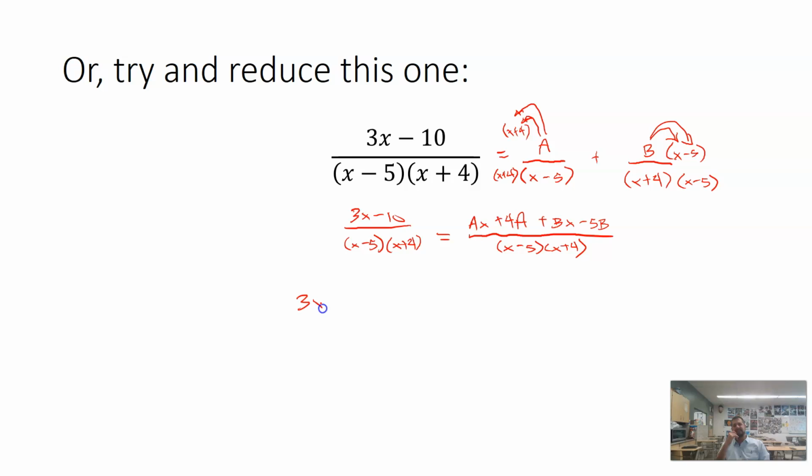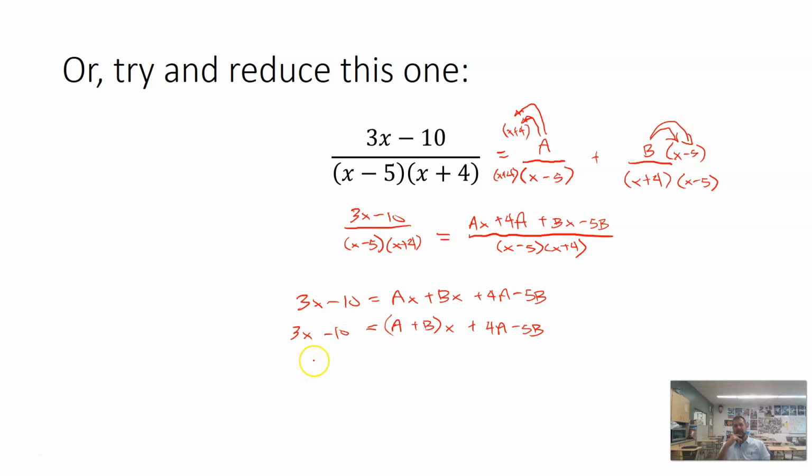Instead, what I have is 3x minus 10 is equal to, again, what we do here is group everything that has an x in it together, and everything else that does not, we just leave on the outside. So I've got ax plus bx plus 4a minus 5b. Now what I want to do next is factor that x out of those first two terms. So I get a plus b times x plus 4a minus 5b. And that is going to be equivalent to 3x minus 10.